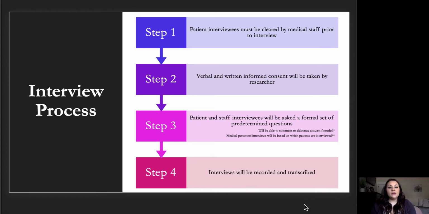And step 3, the patient and staff interviewees will be asked a formal set of predetermined questions. These questions will give the patients and staff time to elaborate if needed and if they want to. And as far as what medical personnel will be interviewed, if a patient agrees to be interviewed, their corresponding staff will be interviewed. So for example, if a patient agrees to be interviewed, their nurse will also be interviewed. And step 4, which goes along with all the steps: each interview will be recorded and transcribed.